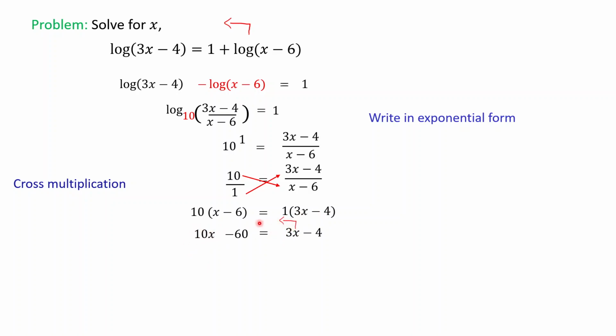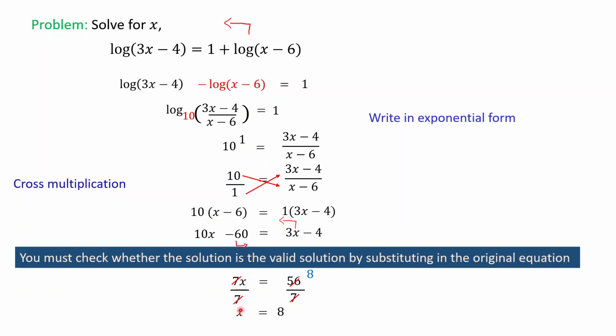Let us move this to the left hand side and move this to the right hand side so that all the x terms are on one side. So 10x, and this is positive 3x, you need to subtract 3x, is equal to negative 4, and negative 60, you need to add positive 60. 10x minus 3x, 7x, is equal to negative 4 plus 60, which is 56. Now divide by 7, cancel 7 and 7, 56 divided by 7 is 8. So x is equal to 8.